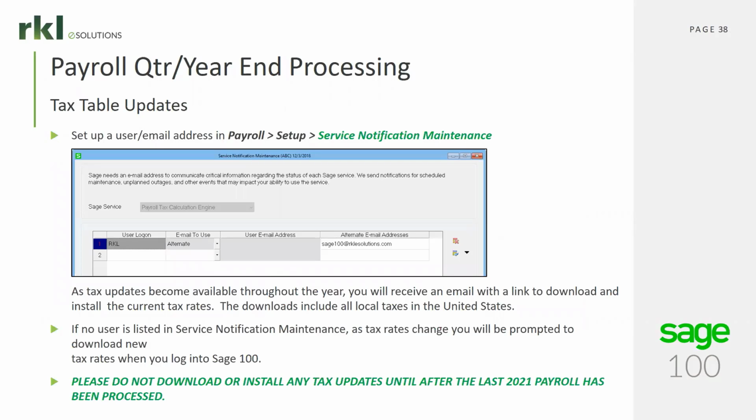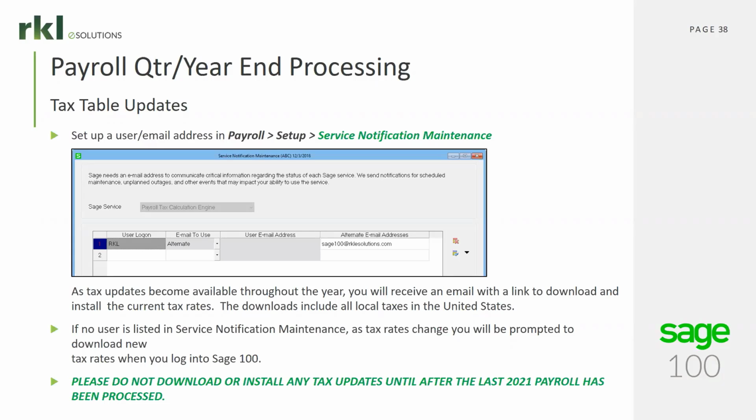After period end processing has been run, you're now able to update your tax tables to be ready for your first payroll for next year. This can be simplified if you have chosen to include a user in the Service Notification Maintenance screen, which is under the Payroll Setup menu.